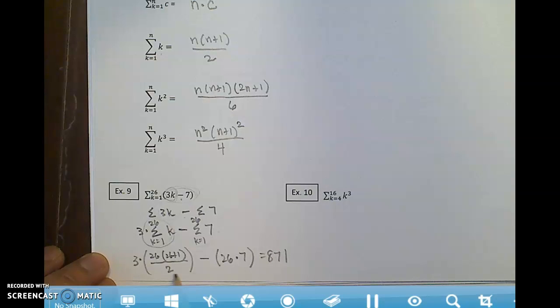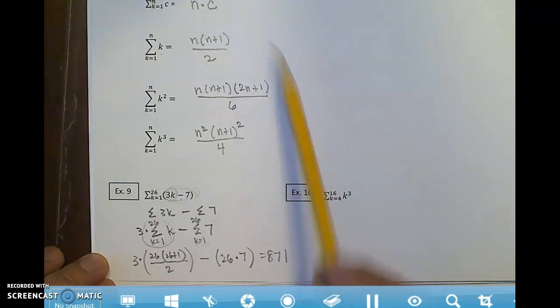Okay, so again, what we did was we took this expression and used the various properties to break it up, and using these various properties to rewrite it to the point where we can use a formula to find the sum.